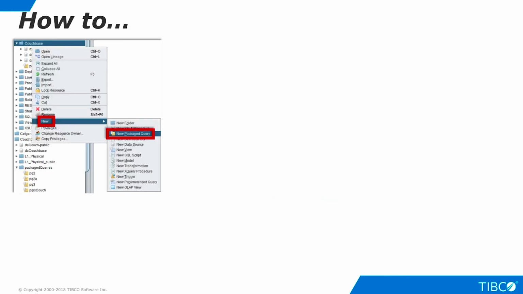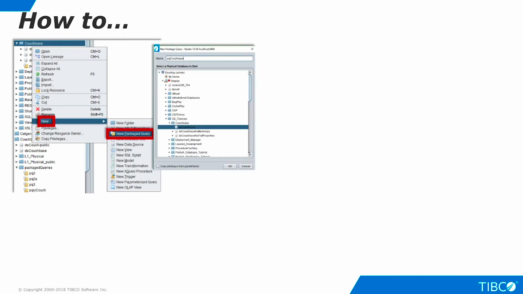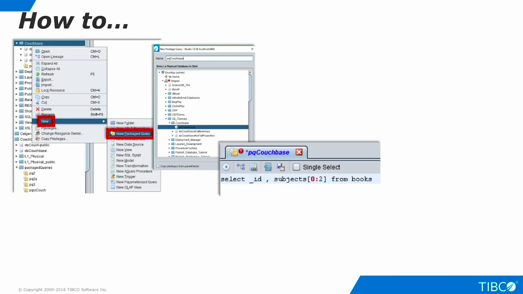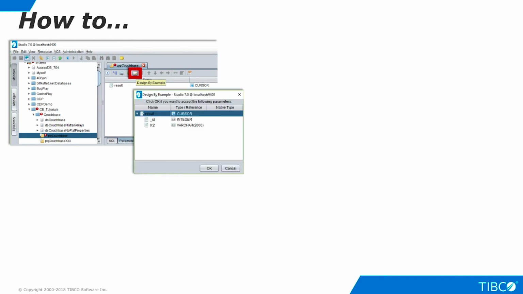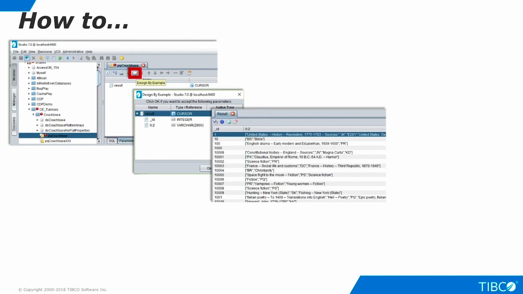If you are not familiar with TDV packaged queries, please see the tutorial on that topic. Here we create a new packaged query, bind it to the Couchbase Data Source, and enter a Nickel query. On the Parameters tab, we use the Design by Example feature to automatically create a cursor. We can now execute the query and get results.